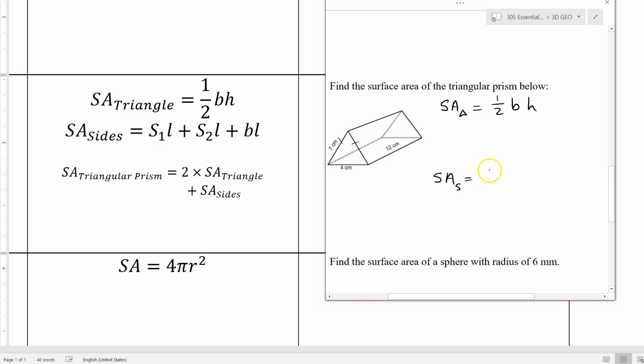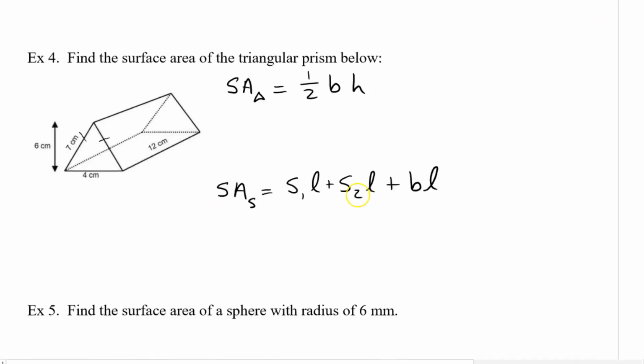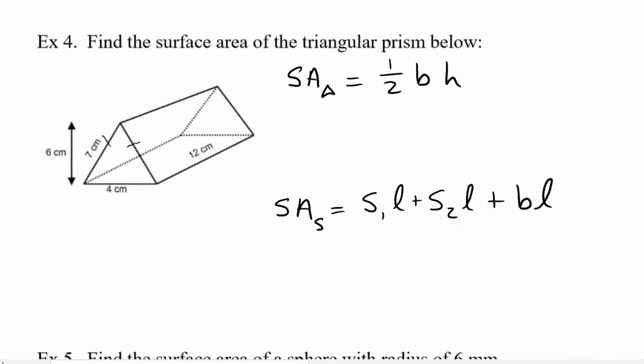I'm just going to call it S equals S1 times L plus S2 times L plus the base times L. Then we just add them together and make sure we multiply the triangles by 2. So let's take a moment right now and highlight the numbers that we need here. Whenever I see a B, it's going to be this value right here. Whenever I see an H, that's this value right here. That's the height, so that's this line right here at a 90-degree angle with the base.